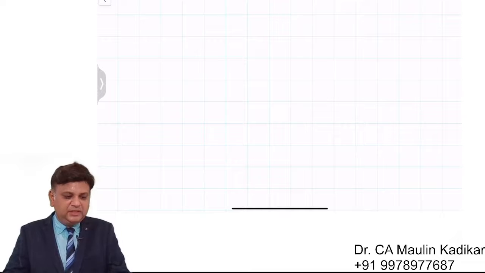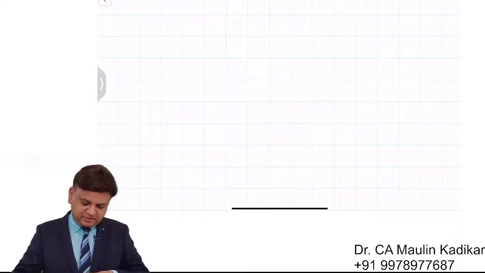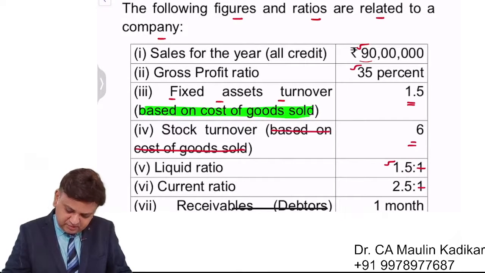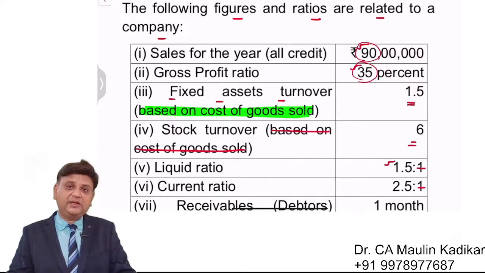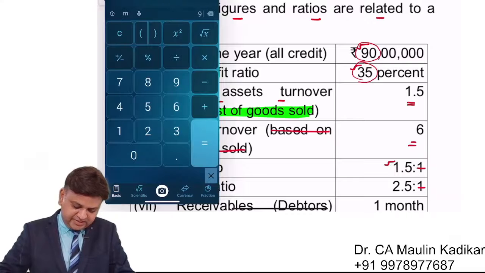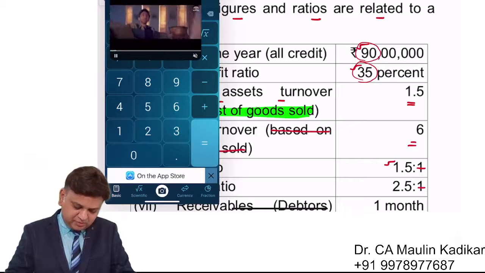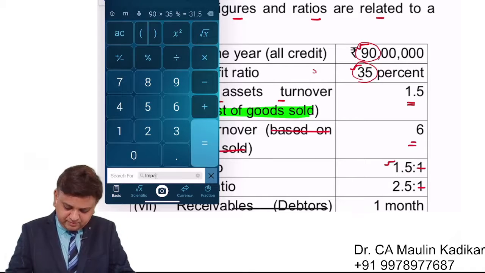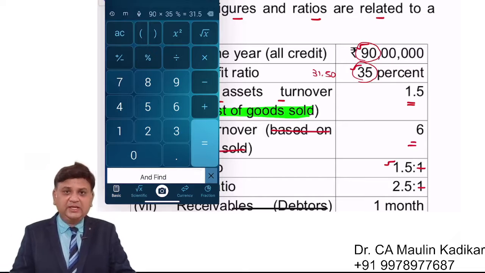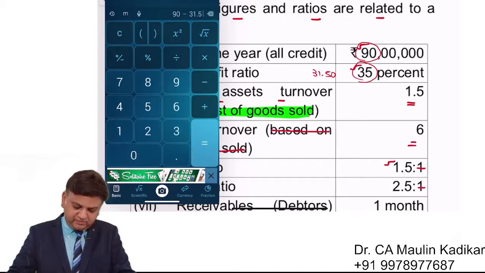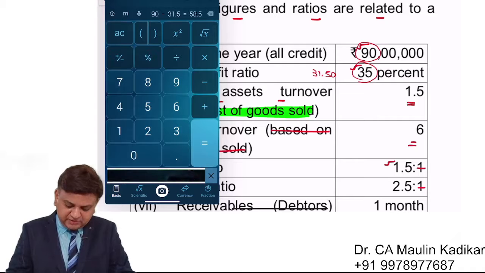So friends, over here, let us understand how to make the calculation of the answer. We can see that the sales is given and the GP ratio is given. So using these two, we can compute the gross profit. 90 into 35% comes to an amount of 31.5. It is deducted from the sales. So 90 minus 31.5, COGS is 58.5.